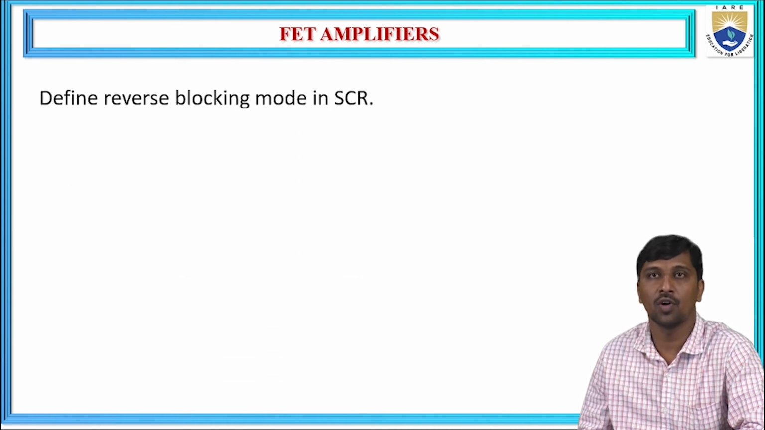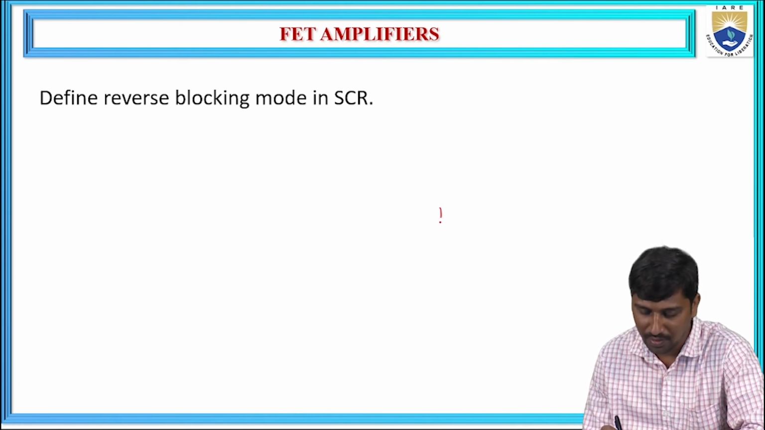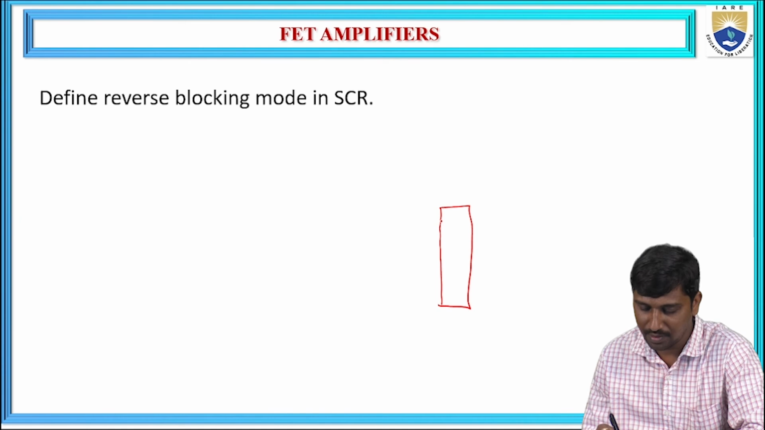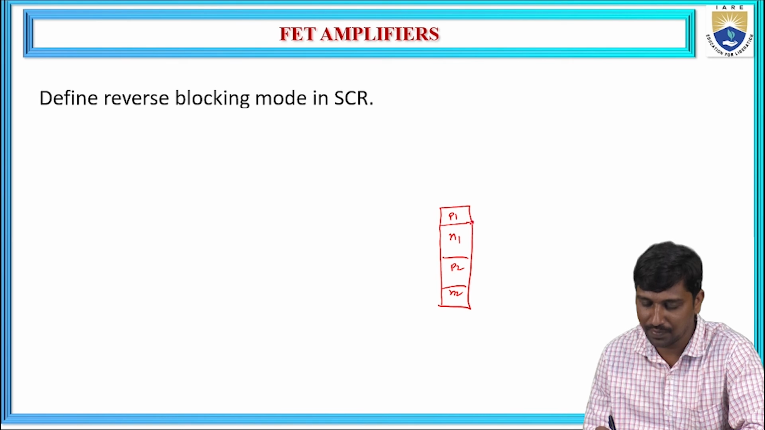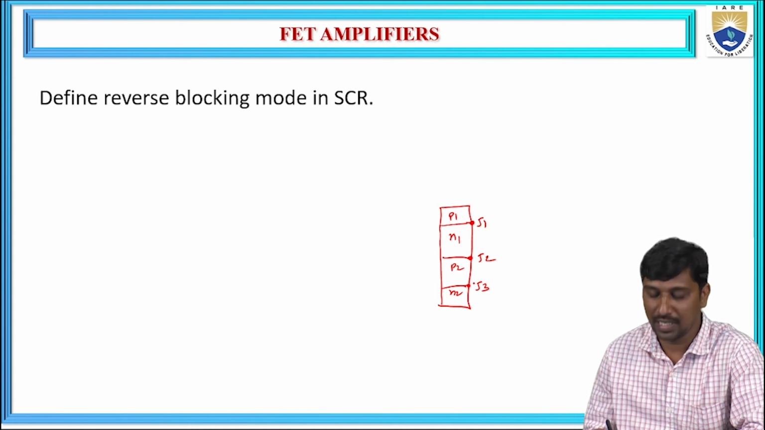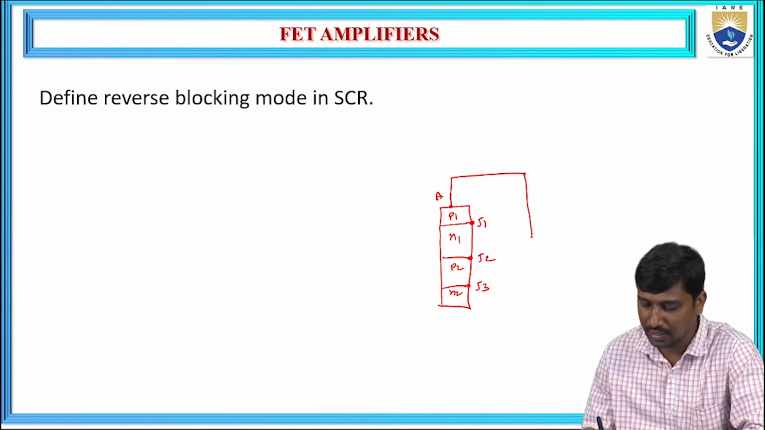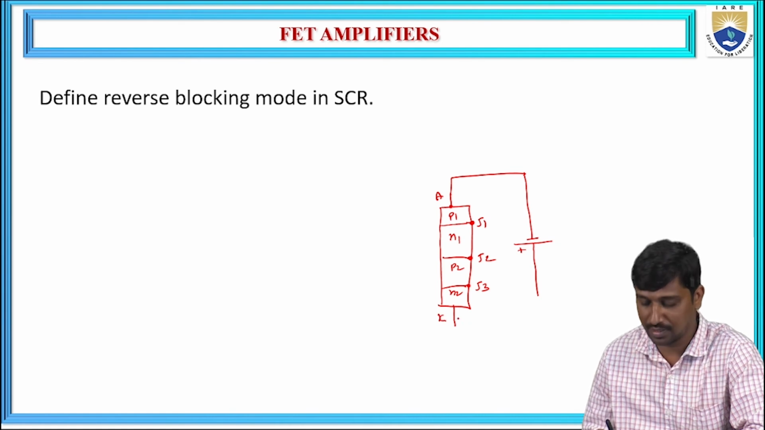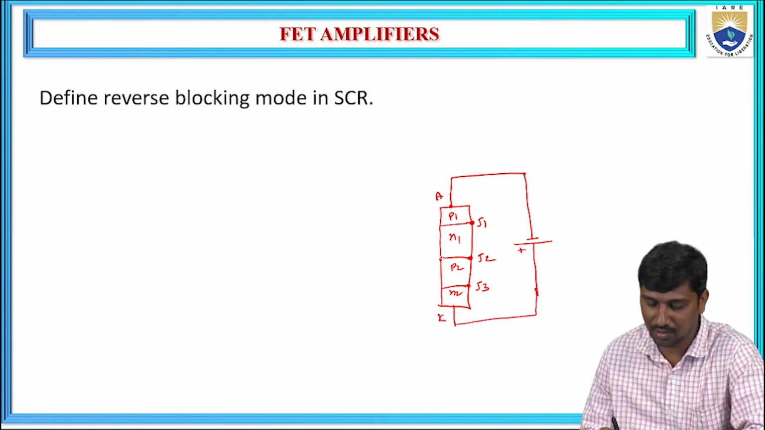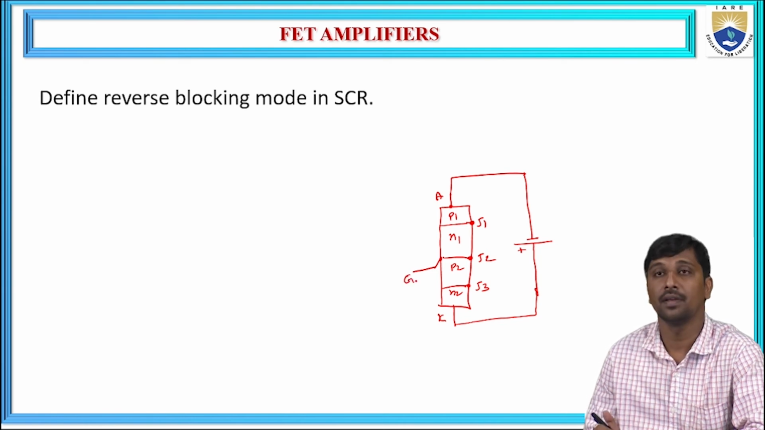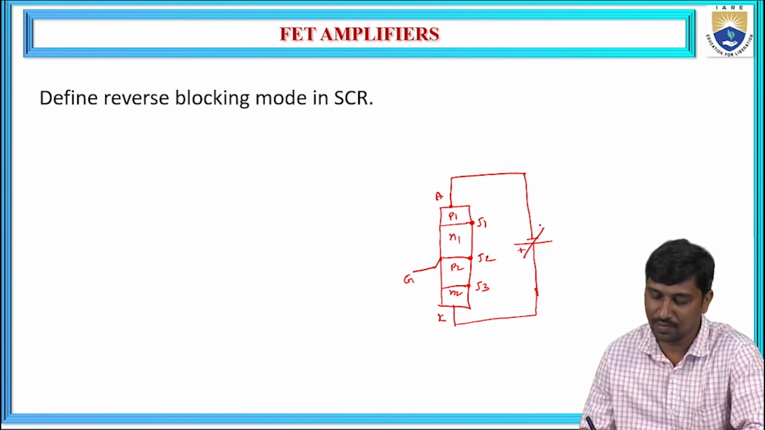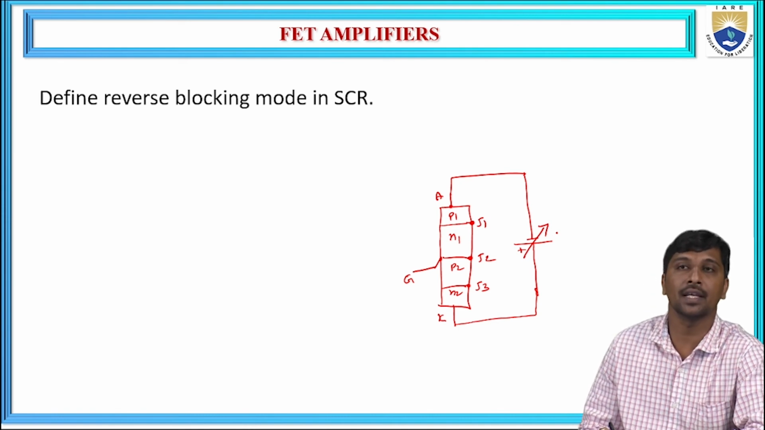Now define reverse blocking mode in an SCR. Similar to that, this is the internal construction again. Let us take the P1 material, N1 material, P2 material, and N2 material, with junctions J1, J2, and J3. We are applying reverse bias, so the anode is connected to the negative pole of the battery and the cathode is connected to the positive pole, and nearby we have the gate terminal. Now see what happens when a reverse bias is applied to the anode and the cathode.